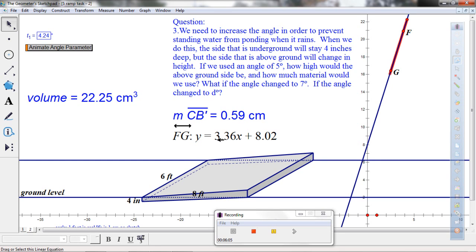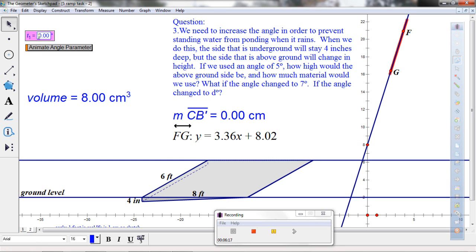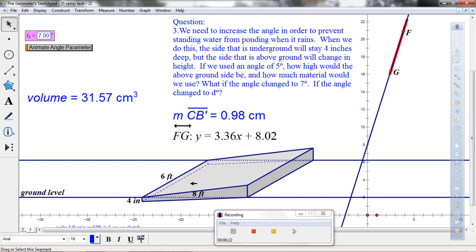So what happens with the 3.36? What does that represent? What does the 8.02 represent? And obviously the 8 would be the height if we had 0 degrees. So that makes getting at the concept of the modeling a little bit easier because you don't have to go through all of the higher level math skills that you might not have until geometry or later to do something like look at the equation of a line or to look at the way that angles change with the way volume changes.